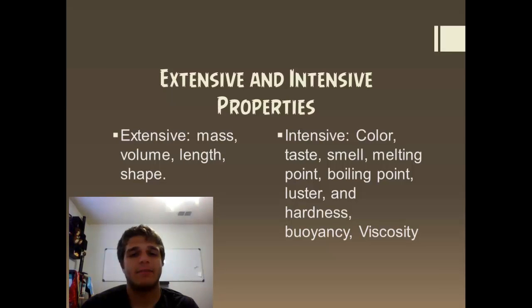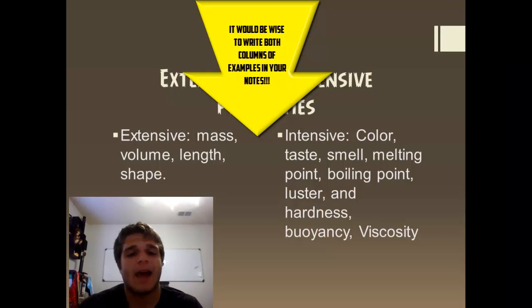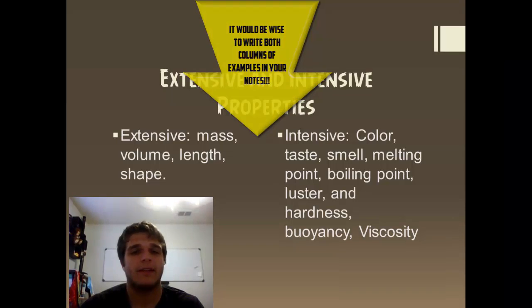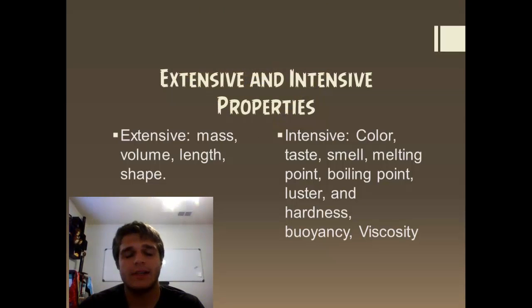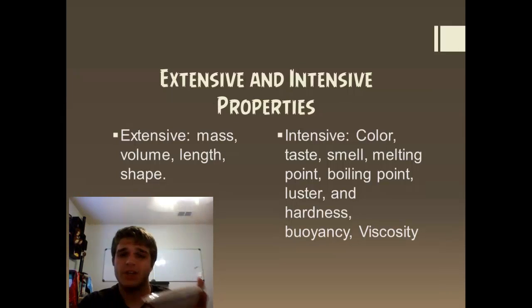Extensive, once again, depends on how much of it there is, okay? And that is things like mass, volume, length, and shape, okay? So we learned how to measure mass, volume, and length the last unit. But in this unit, we're also going to carry those over. They're extensive physical properties. And also the shape of an object is something that ties into an extensive physical property. This matter is arranged in a bowl-like shape, okay?